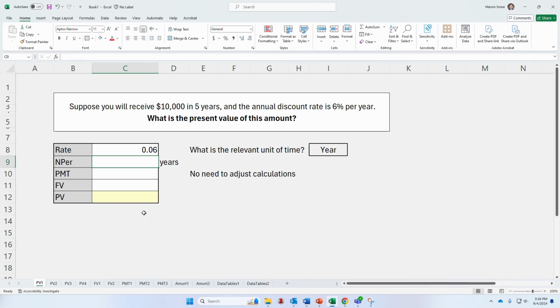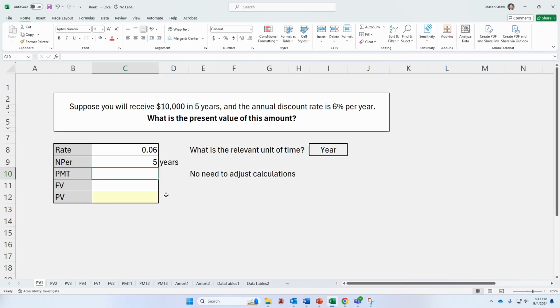Next, we need to input the number of periods. Since we're looking at 5 years in this problem, we'll type a 5. But before proceeding, it's important to consider whether the units we've expressed for both the discount rate and the number of periods match with the relevant unit of time in the problem, the frequency of discounting or compounding. In this case, there's no need to make adjustments in our calculations because everything has been kept in annual terms. We're going to receive that 10 grand in 5 years and we have an annual discount rate. Everything's good.